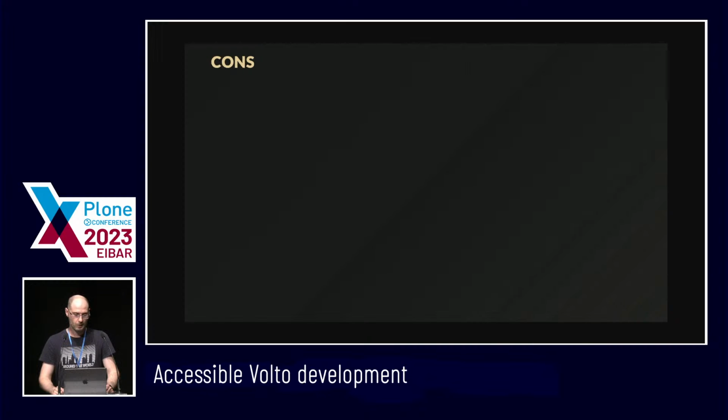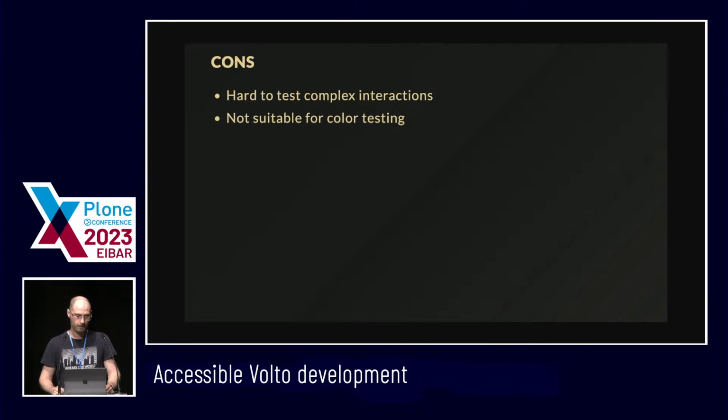The problem, the cons, is that it's hard to test complex interactions. If you want to test for the hover action, that's going to be hard with Jest. Since it uses JS DOM, it's also not suitable for color testing, so you'll need to use something else. And when you write your tests, you'll have to mock any interaction with other components.